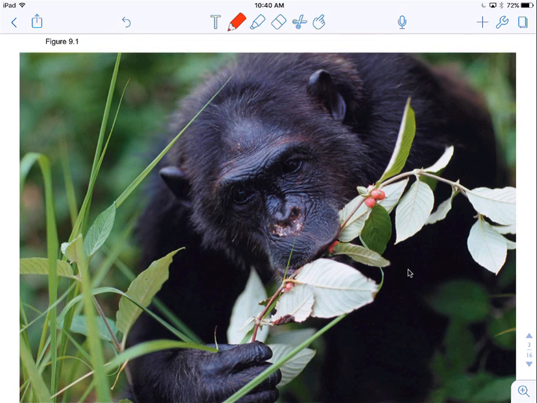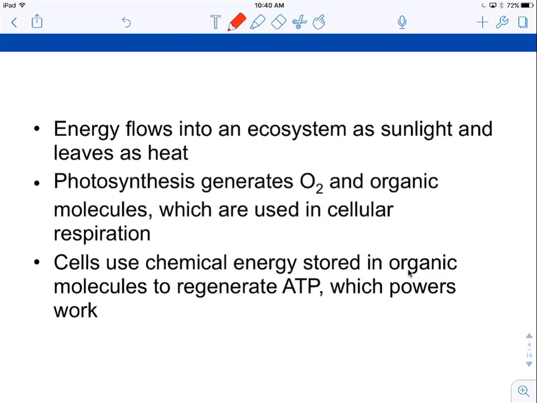Okay. Oh, look, there's a heterotroph. And he's eating on the plant, which is the autotroph. Because they get energy as well, but they get it from the sun. And energy flows into an ecosystem as sunlight and leaves as heat. And that, my friends, is our entropy.